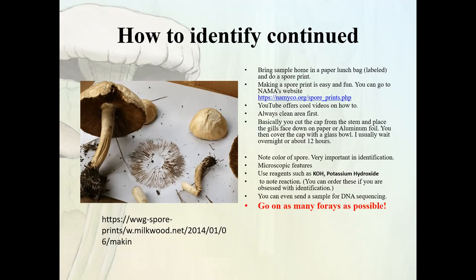Once you have your spore print, note the color of the spore, and go on that Facebook group and say, I found this mushroom, it has a white, a brown, a pink spore. That helps people like Sebastian identify it. Very important identification. Microscopic features. Earlier, he mentioned using potassium hydroxide, or Melzer's, or Lugol's. Use reagents.